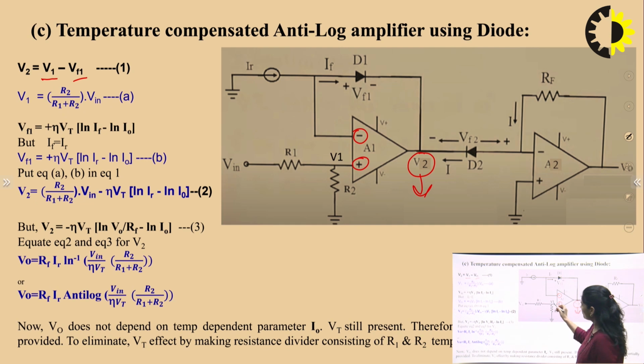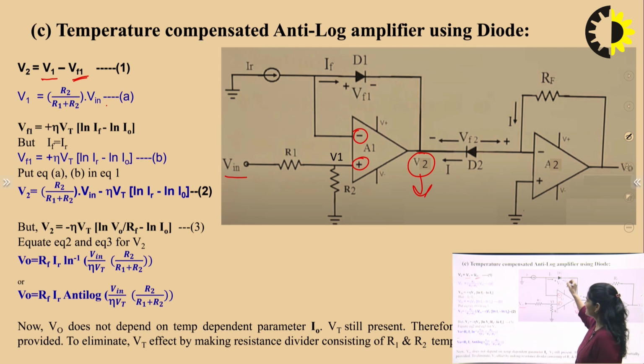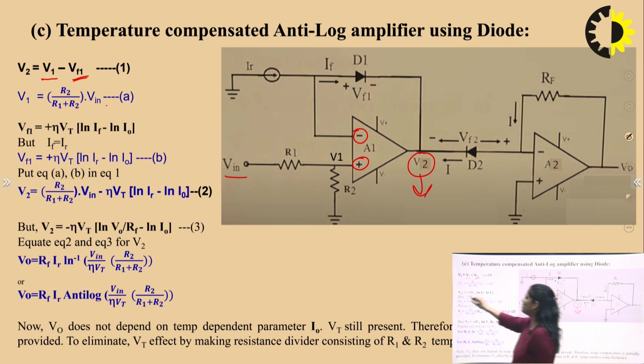So V1 you can find out by applying the voltage divider rule: V1 is equal to R2 upon R1 plus R2 into the input voltage applied at this terminal, that is V in. So V1 is equal to R2 upon R1 plus R2 into V in. Now here we have to find out VF1. This is a diode, so by the help of the diode current equation, we have found VF1 is equal to plus eta Vt ln If minus ln I0.